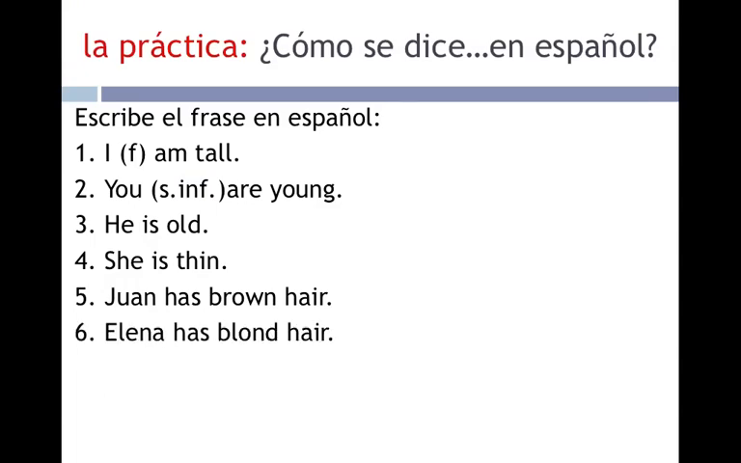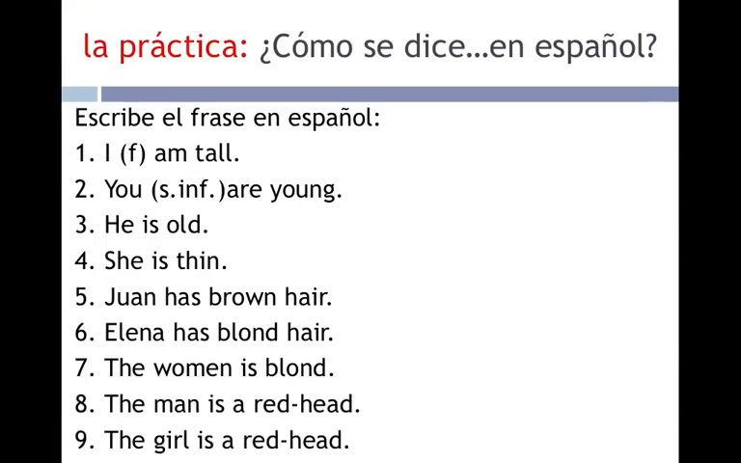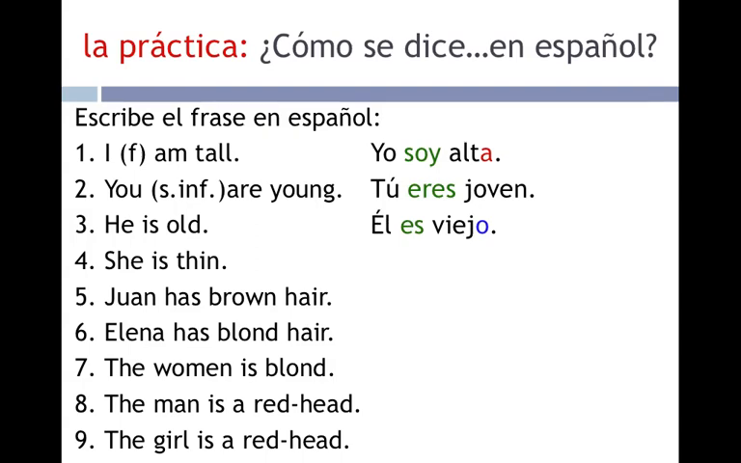So un poco de práctica. ¿Cómo se dice en español? We have some sentences here to complete. So, ¿cómo se dice en español? I am tall. And the I in this case is a female. Yo soy alta. Adjective changing to the feminine singular, alta. How about you, singular informal, are young? Tú eres joven. We're bringing back the forms of the verb ser. Yo soy, tú eres, él, ella es, etc. ¿Cómo se dice, número 3, he is old? Él es viejo, with the O ending on that adjective. She is thin. Ella es delgada. We need the feminine singular ending on delgado changing to A.